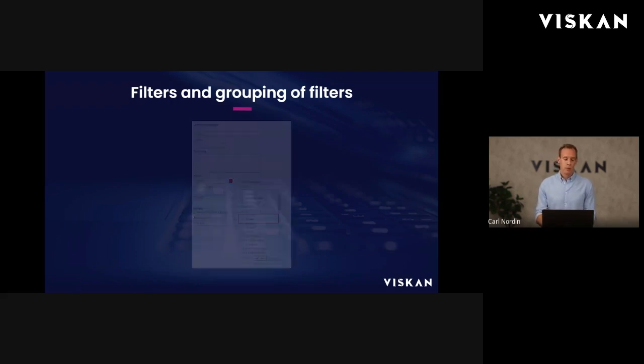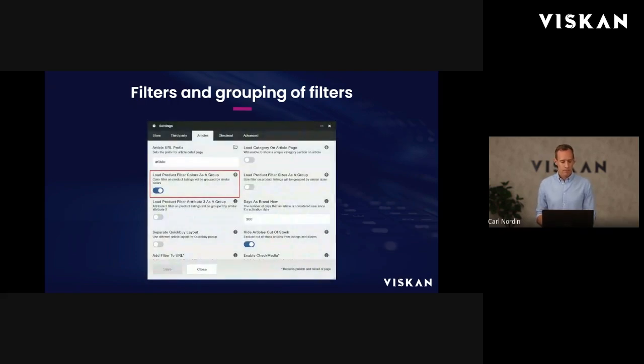And then you move on to the CMS. And you go into settings, site settings, and the third tab called articles. And there's a checkbox there called load product filter colors as a group. So we are actually telling the system, okay, now I want the groups for filters. So you check that option and you save and you publish.